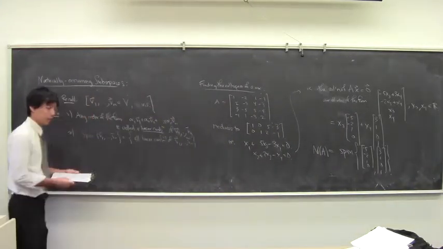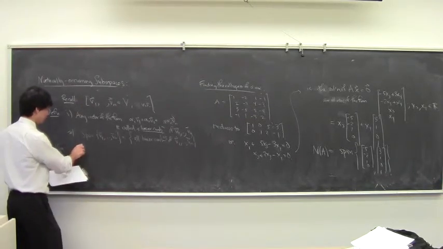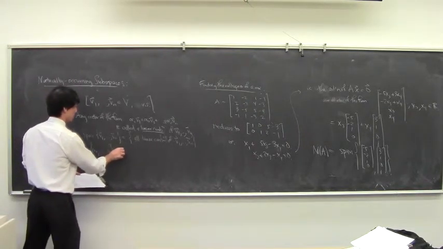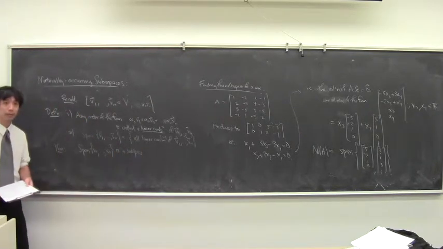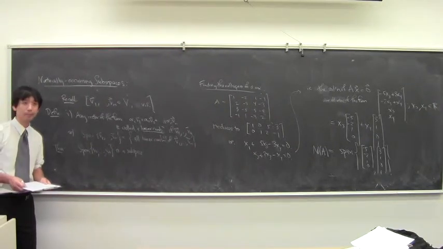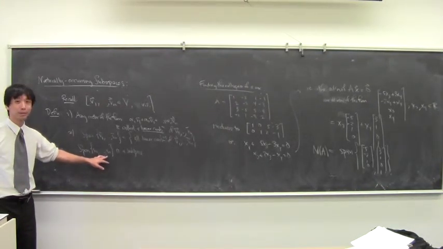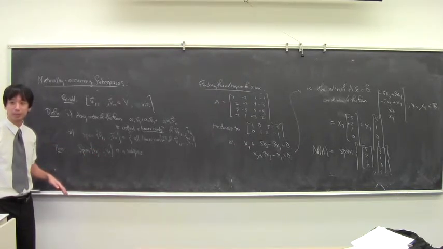Okay. So here is a maybe simple theorem. Any span is a subspace. So is that obvious? If you take a bunch of vectors and then look at their span, is that going to be a subspace?